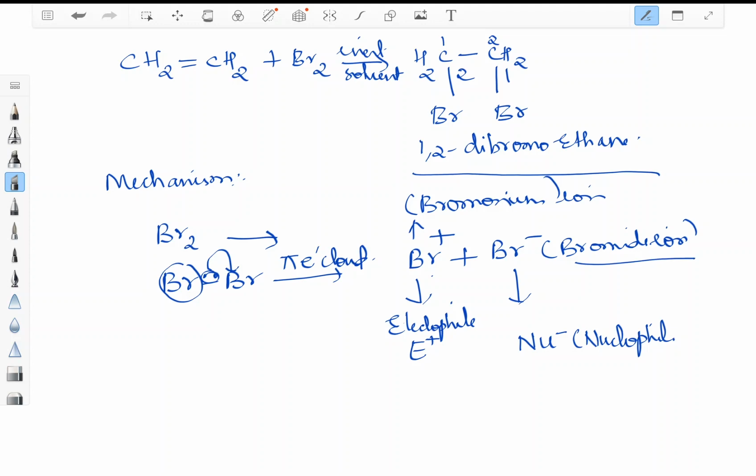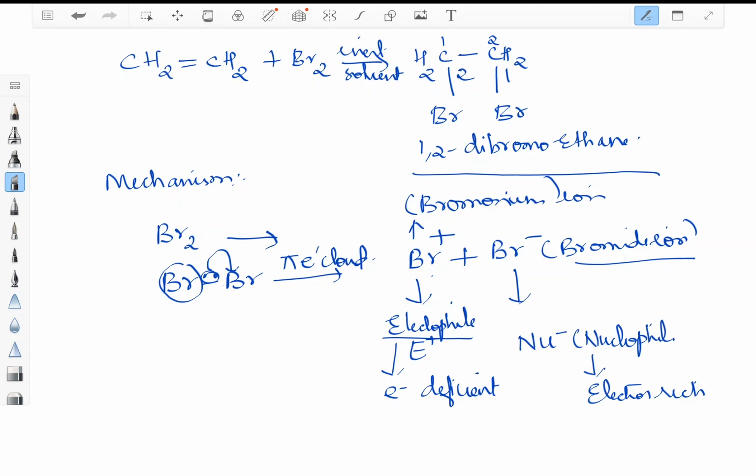Br plus is nothing but an electrophile. Electrophiles love electrons. Why do they love electrons? Because they are electron deficient. That means they do not have electrons. That is why they want electrons. Nucleophiles are electron rich. That is why they have negative charge. Electrophiles are electron deficient, they don't have electrons. That is why they have positive charge.